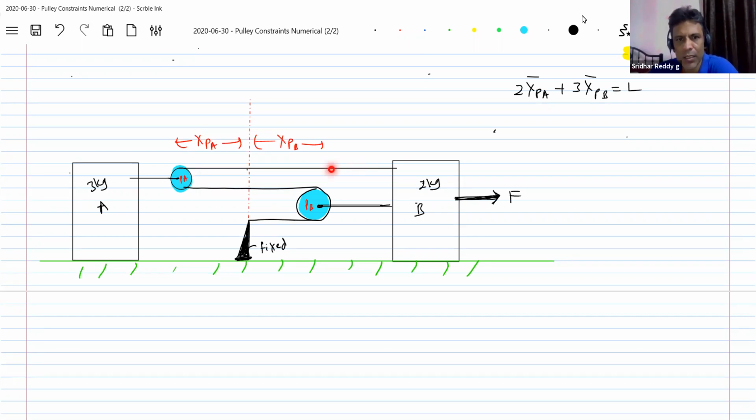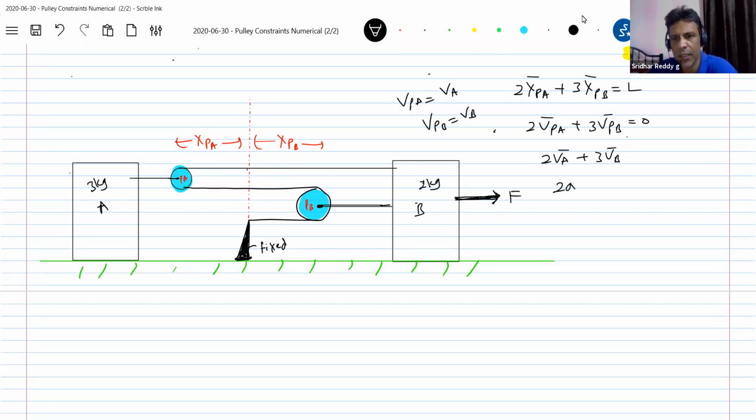You need not bother during the motion. So this will be constant. This will be constant. So we are defining change in length of the rope. So where will the length of the rope change? Here, these two segments. Here again, these three segments. So this should be 2 VPA plus 3 VPB equals 0. Or you can write it as 2 VA plus 3 VB. So velocity of pulley VPA should be equal to VA. Velocity of pulley VPB should be equal to VB. I'll differentiate further. 2A plus 3AB equal to 0. In terms of magnitude, 2A equal to 3AB.